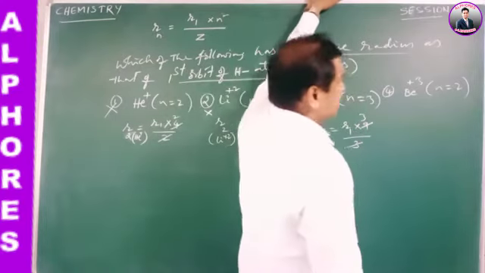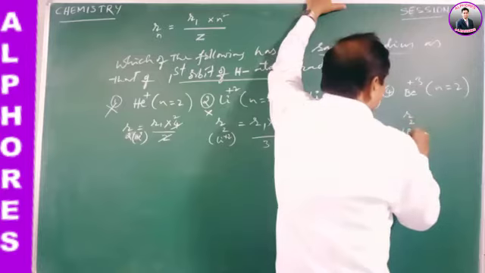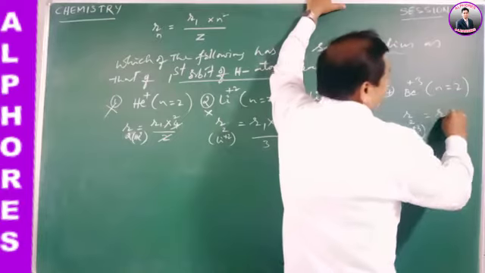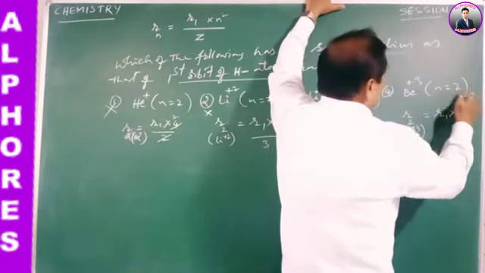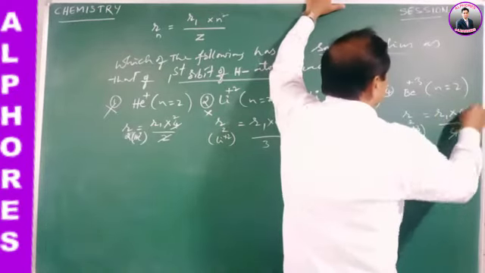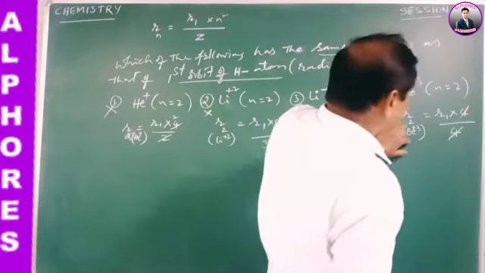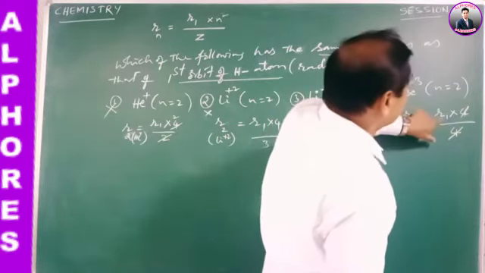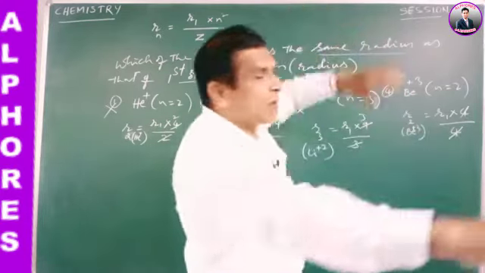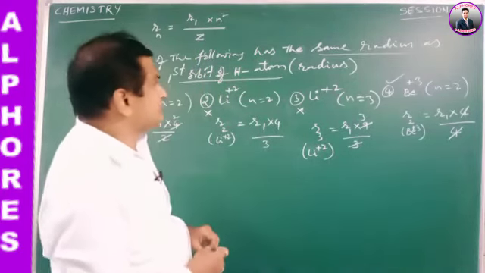Now coming to the fourth option, be careful in this. Radius of second orbit of beryllium plus 3 is equal to radius of first orbit of hydrogen atom into 2 square, that is 4, by beryllium atomic number 4. Fours cancelled. So now the radius of second orbit of beryllium plus 3 is equal to the radius of first orbit of hydrogen atom. Therefore, the fourth option is the right answer for us. Okay, are the concepts clear?